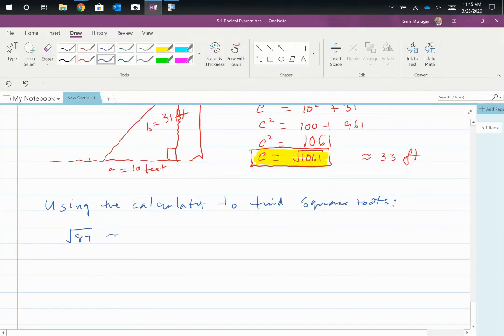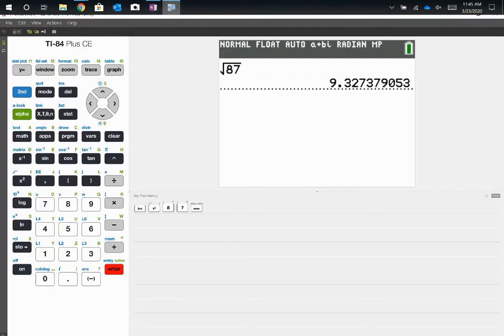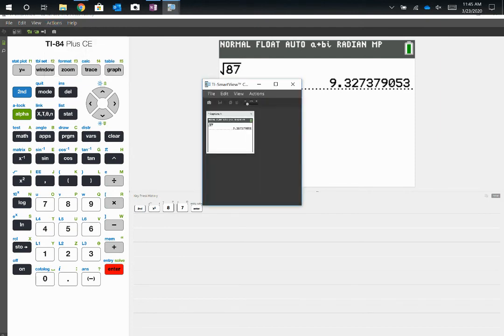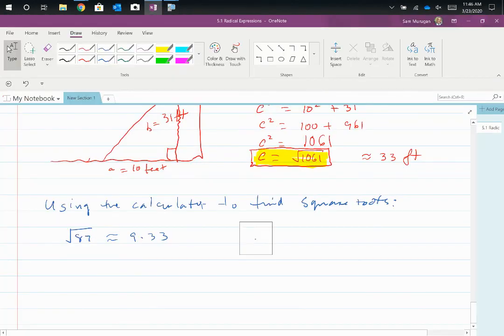So this is approximately 9.33. I'm going to capture that screen, and if you're rounding it to 2 decimal places, which I believe is what the homework is going to ask you to do, you would enter it as 9.33.